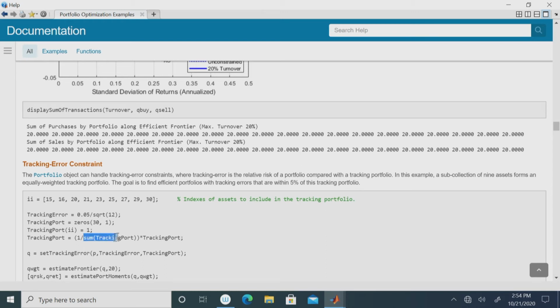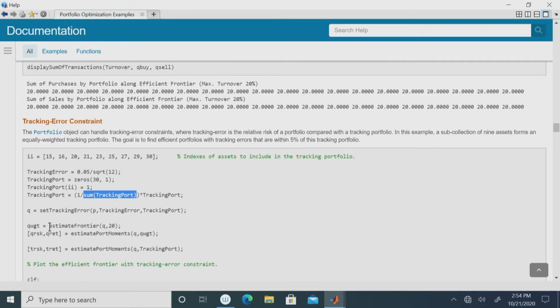Then you divide by the sum of this tracking portfolio, which is 9. That means all the 9 entries of 1 will now be converted to 1 by 9. Again we estimate the efficient frontier, and this is the efficient frontier of Q, which incorporates the tracking error and takes care of the tracking portfolio.